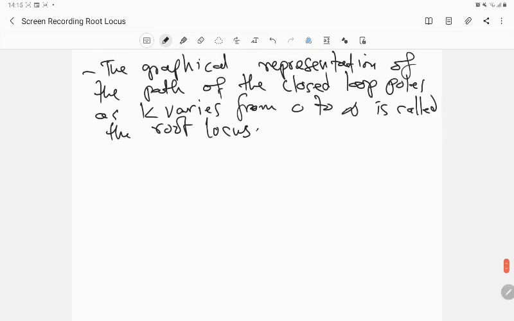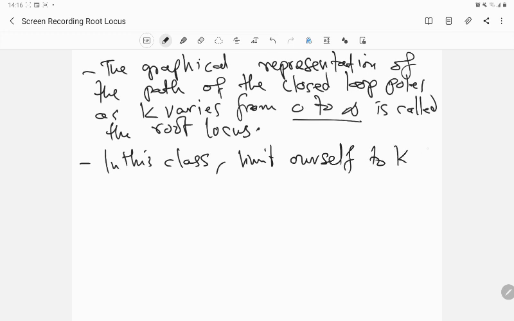Of course, I mentioned that K runs from 0 to infinity. You can actually have K running from negative infinity to 0, or in fact any range of values of K, and define the root locus for that. But in this class, we will limit ourselves to K greater than or equal to 0. So when we talk about the gain, we're only talking about 0 or positive gains.